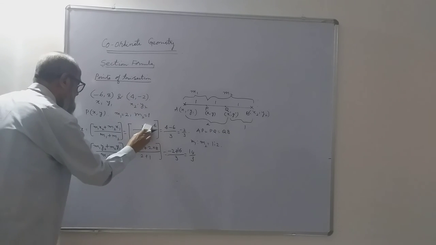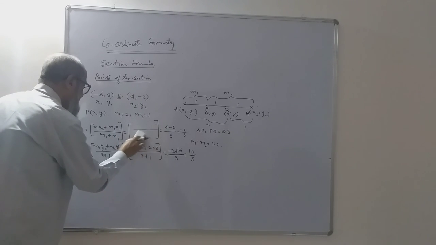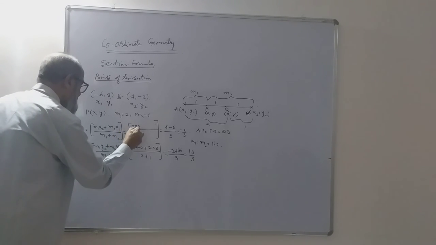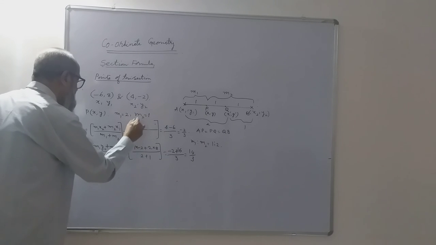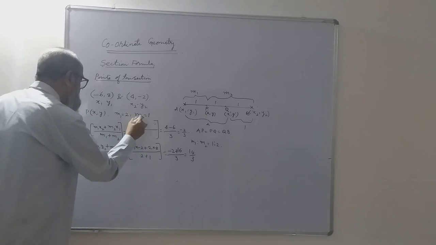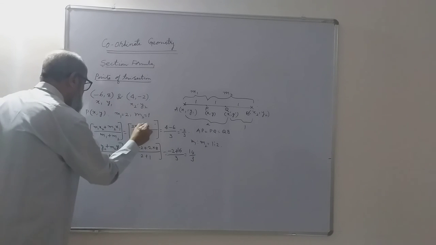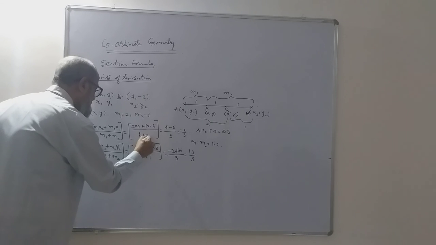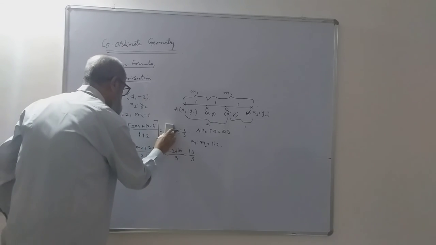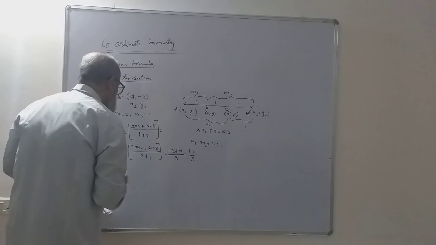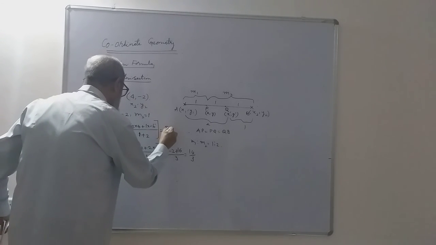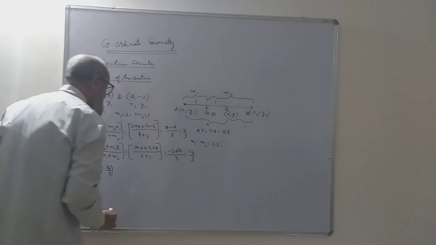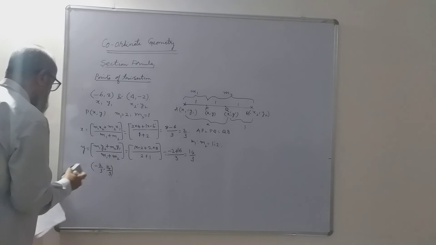M1, 2 into 4 plus M2, 1 into minus 6. Here it will be 1 plus 2. So this will be 8 minus 6 divided by 3. That is 2 by 3. Here it was minus 2 by 3. Now it is plus 2 by 3.